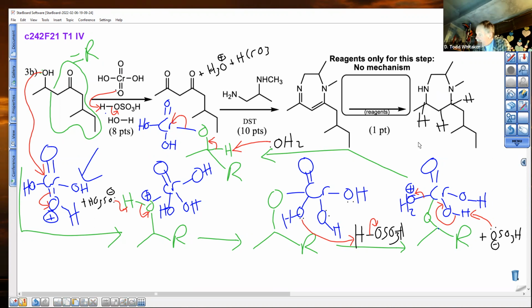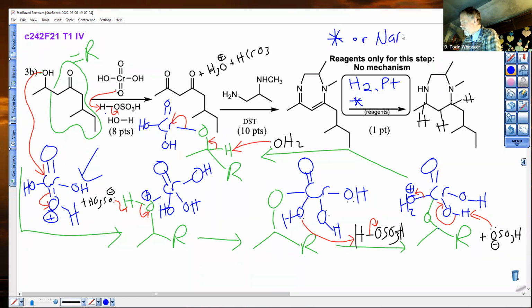Whatever. New H's. One way to do that with a pi bond that's not too polar, H2 and Pt. That doesn't work with carbonyls very well unless you have pressure around too. Or, I'll put a star here, asterisk, or NaBH4 in step 1 and HCl. That would also do the same job. Reduction of imines and enamines.